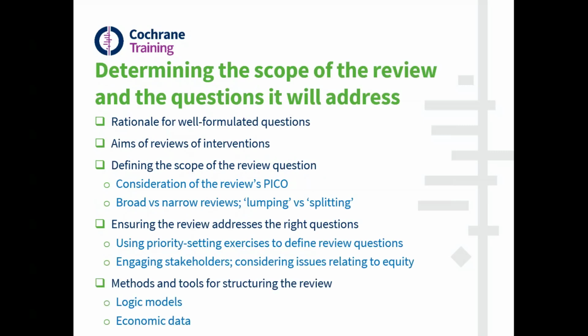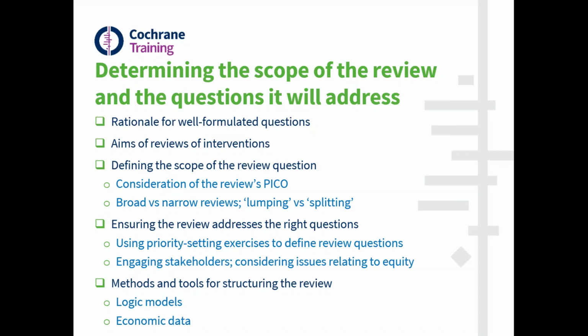Then, as I mentioned before, we've got a lot more advice on determining the scope of the review and how we're going to address particular questions. We've got advice on the rationale for formulation of questions, consideration of the review's PICO, which I've got a slide on, which I'll talk you through, ensuring the review addresses the right questions, and again highlighting how you get those perspectives into the review team to ensure that the right questions are being addressed and also in the right way. So priority assessing exercises and engaging stakeholders.